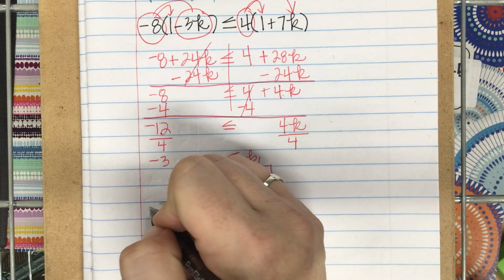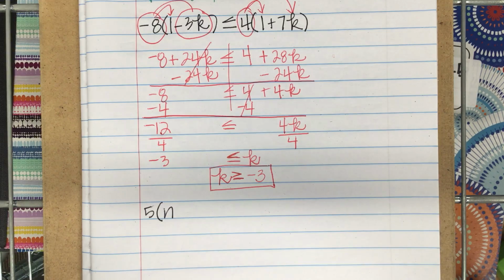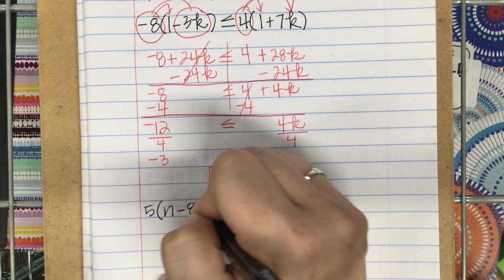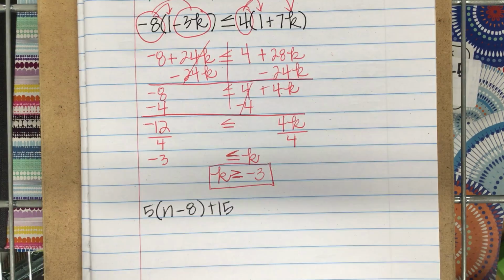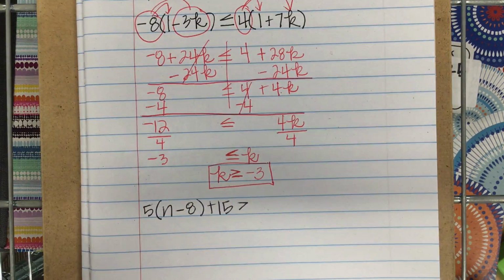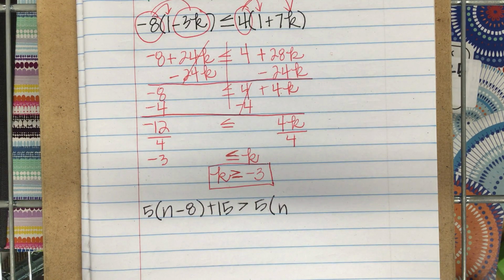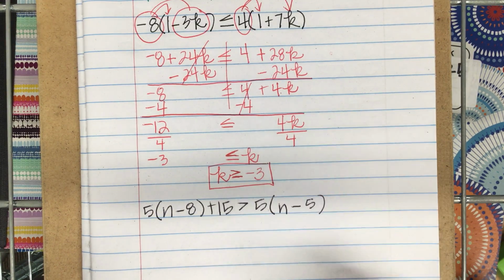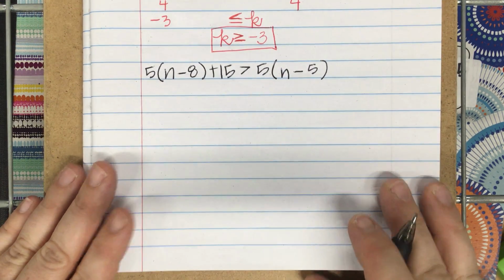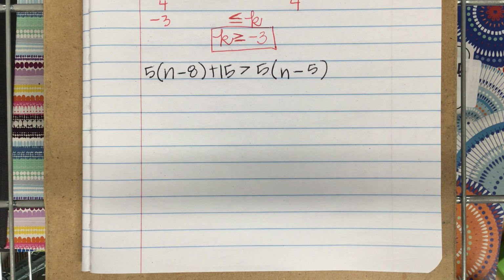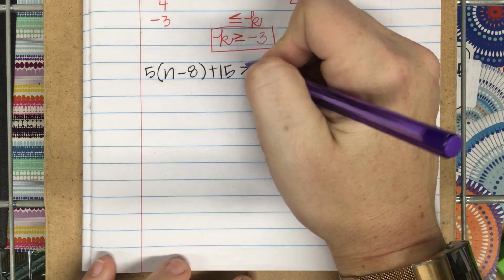All right, one more. 5 times n minus 8 plus 15 is greater than 5 times n minus 5. 5 times n minus 8 plus 15 is greater than 5 times n minus 5. All right. Do I need to simplify?